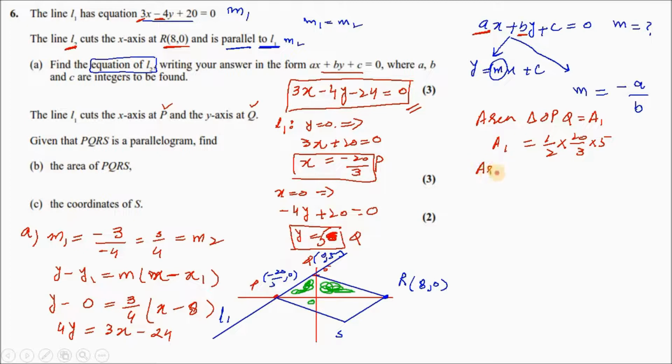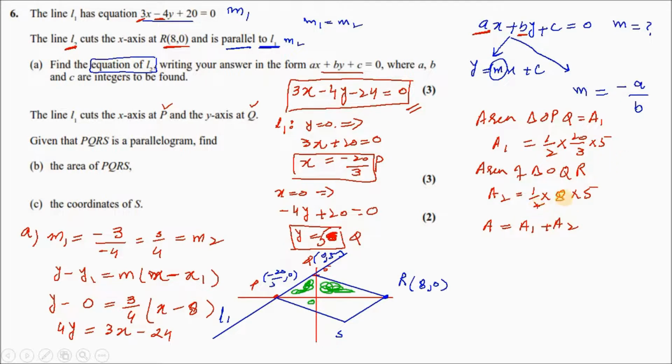So area of triangle OQR, which is A2. Let's say A2 is half of the base, which is 8, times height, which is 5. This is the area of A2. And then the sum of the areas of the two triangles above the x-axis. So A is equal to A1 plus A2.